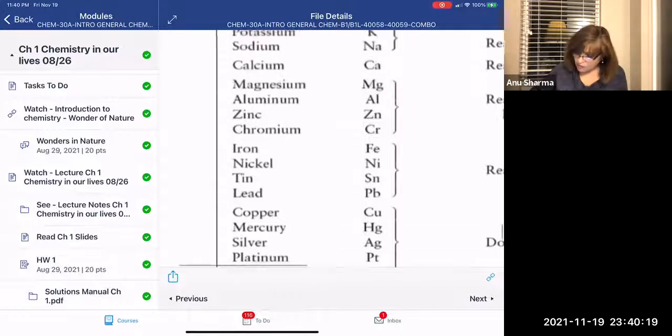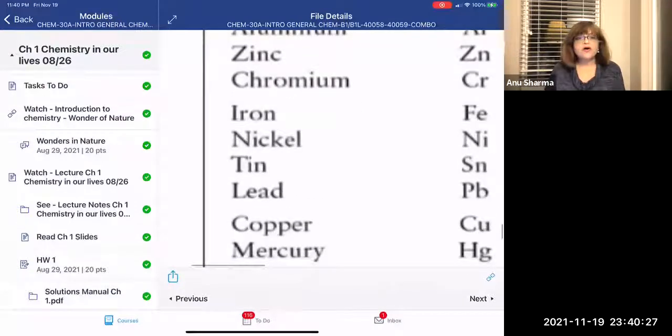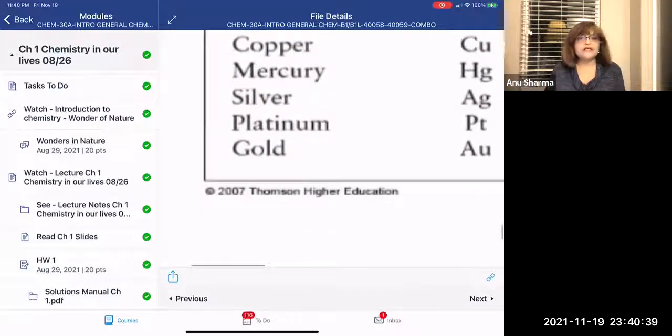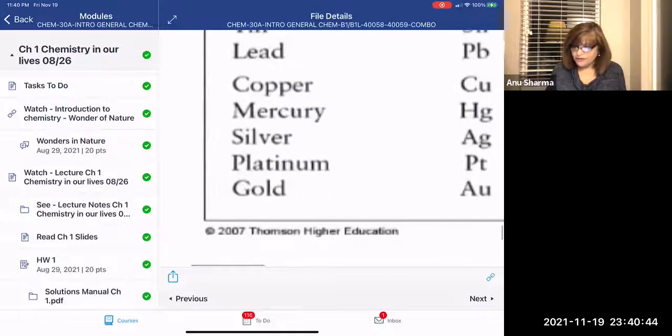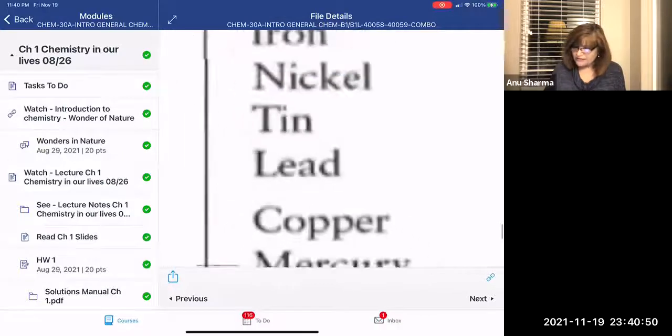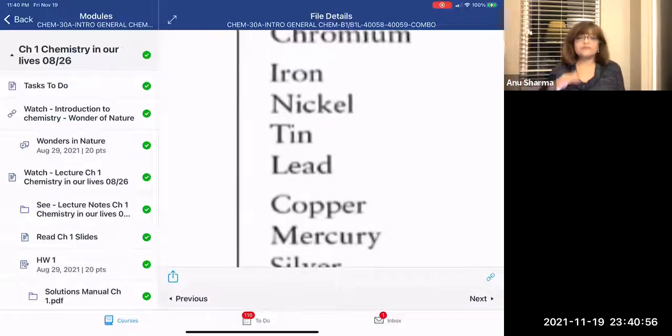So this means that all these species that are up, potassium, sodium, calcium, magnesium, aluminum, zinc, chromium, iron, nickel, tin, lead, all of them, when they react with acids, are going to release hydrogen. But when copper, mercury, silver, platinum, and gold react with the acids, first of all, they're never going to react with the acids, so they're not going to release hydrogen. So that's what I'm saying: between lead and copper, above copper, is hydrogen. So anything that is below hydrogen, no reaction with the acid. Anything that is above hydrogen, reaction with the acid to release hydrogen.